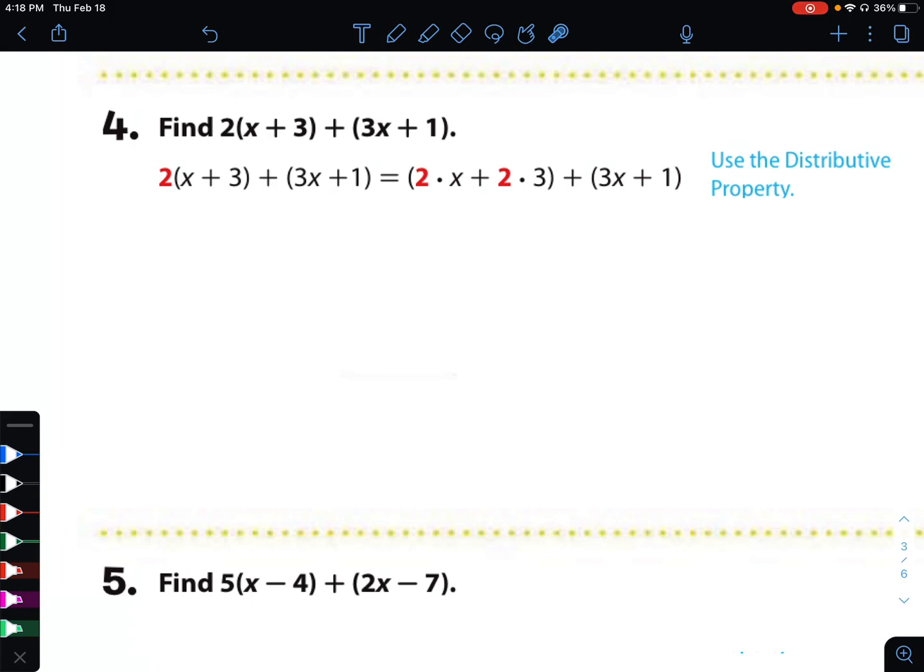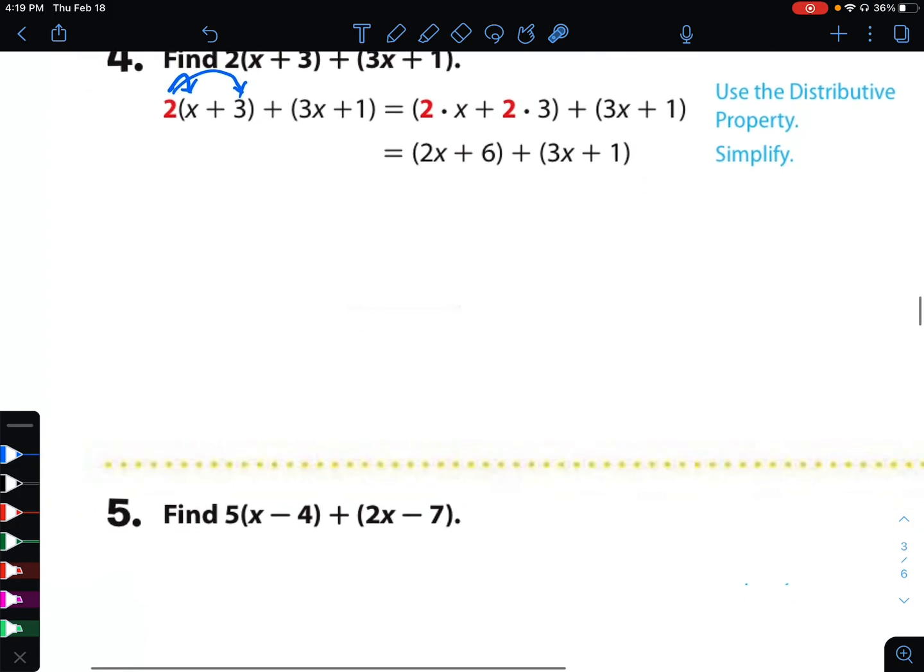If I multiply 2 times x, I end up with 2x. If I multiply 2 times 3, I end up with 2 times 3 right there, and we can simplify that further. And we simply copy 3x plus 1 right there. So simplifying the expression, 2 times x is 2x, 2 times 3 is 6. Simply bring down 3x plus 1 right there.